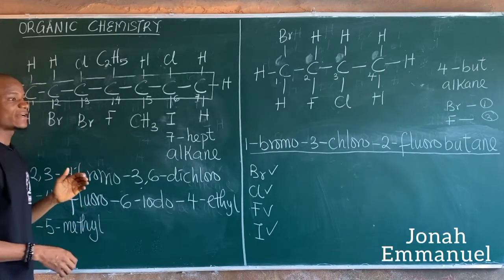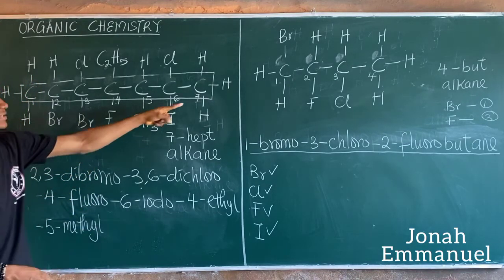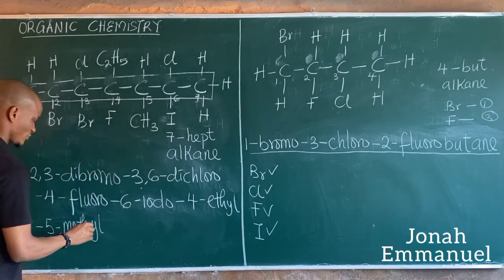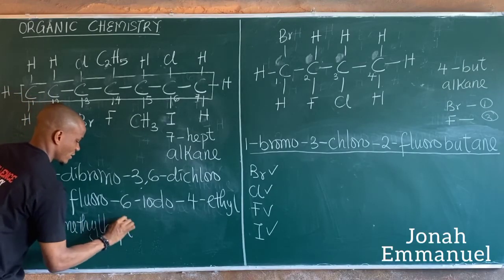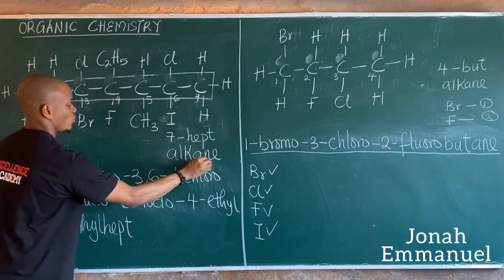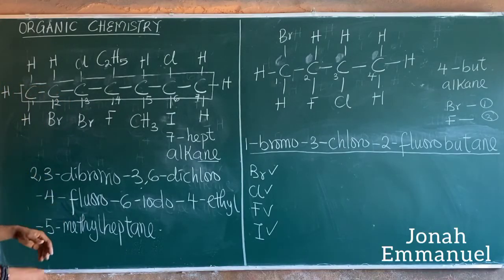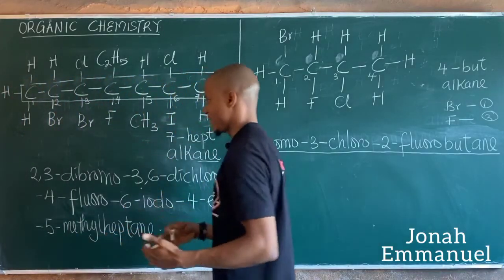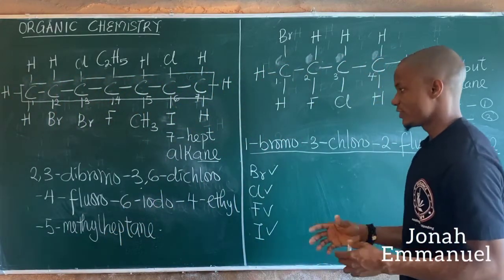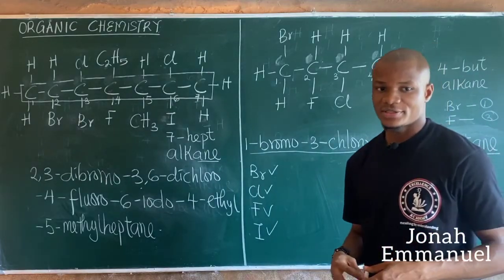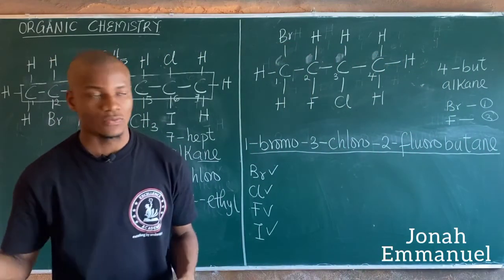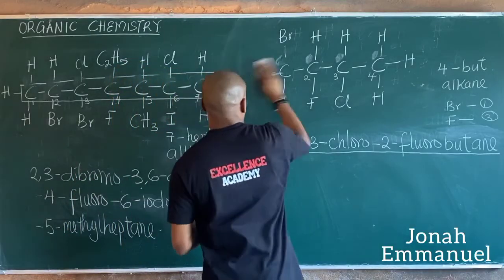So take the parent hydrocarbon. From parent hydrocarbon, we counted 7, and we said 7 is hept. It becomes hept. The functional group is an alkane, so ANE. I'm having heptane. So this is called 2,3-dibromo, 3,6-dichloro, 4-fluoro, 6-iodo, 4-ethyl, 5-methylheptane. Okay, so this is the name of this compound. We'll take one more example on this, and then we'll wrap it up with this particular room.